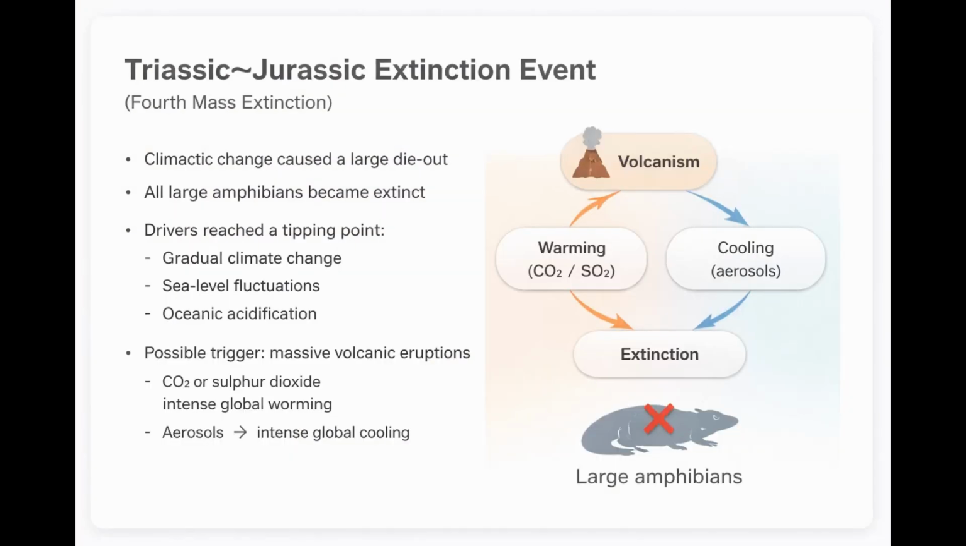At the boundary between the Triassic and Jurassic, the material highlights a major extinction event, identified here as the fourth mass extinction. Climatic change led to a large die-out, and notably, all large amphibians became extinct. The explanation emphasizes multiple stressors building to a tipping point: gradual climate change, sea level fluctuations, and ocean acidification. A proposed mechanism is massive volcanic eruptions, which can drive warming through gases like carbon dioxide or sulfur dioxide, or drive cooling through aerosols that reflect sunlight.